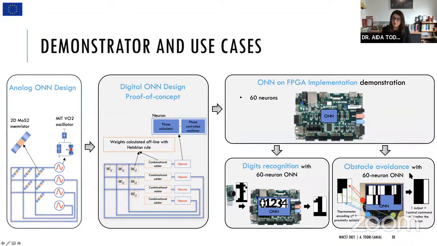So we have 60 neurons again, and we have barcoded the various obstacles. For example, this is a thermometer encoding of proximity sensors. It means if there is a blockage, and how close it is, it is represented in a bar type of method here. Then the output gives a command. For example, this means the right side or the left side is blocked, so you can take the other direction. So you can issue commands to the robot.